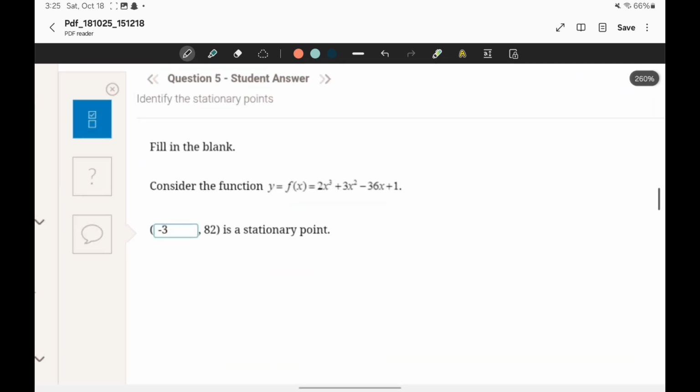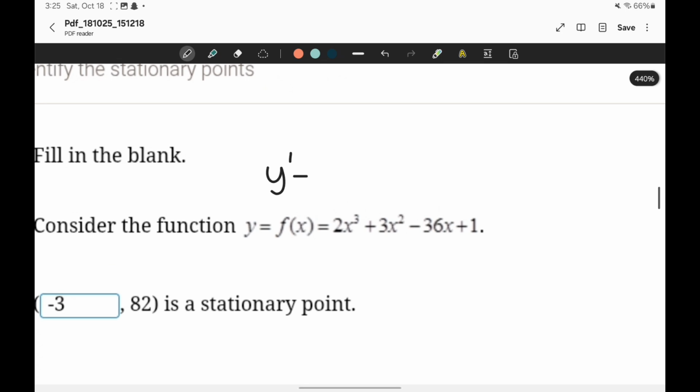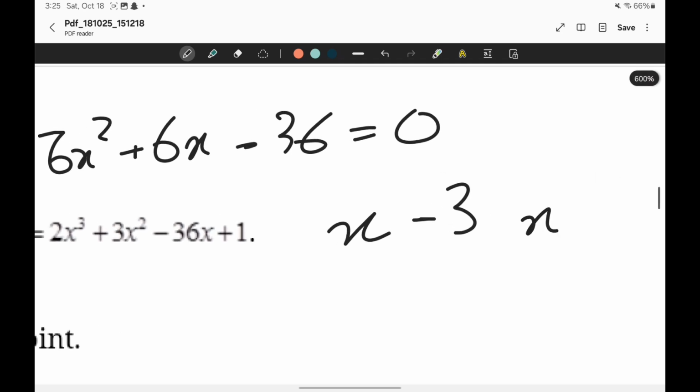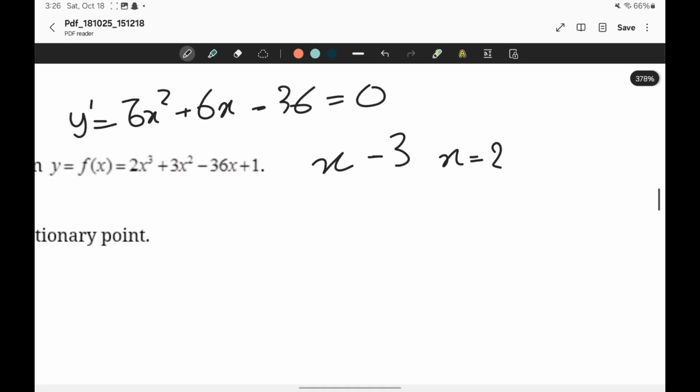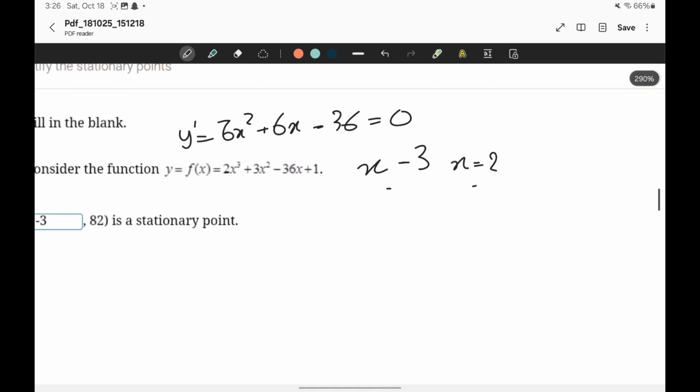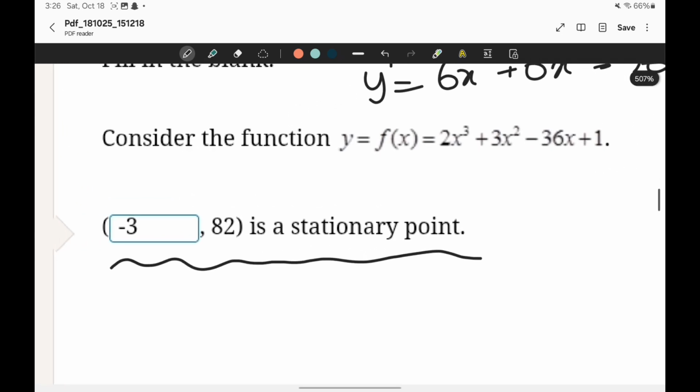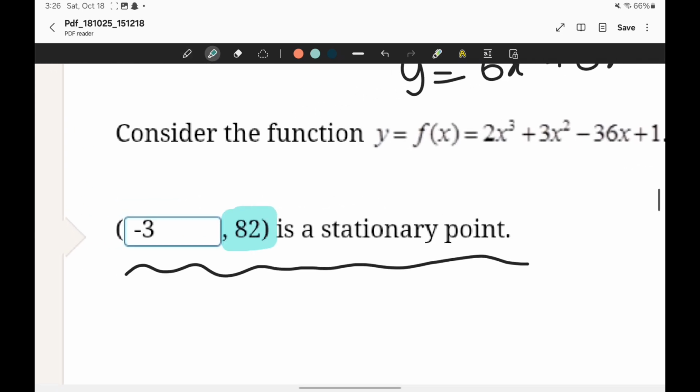Number 5, we're going to solve this normally. So y prime is 6x squared plus 6x minus 36. You equate this to 0, you get x is minus 3 and x is 2. Okay, so that means one of these is a maximum, one is a minimum, we don't know. But the thing is, here they're only asking for 1 point. They didn't say maximum or minimum. So how do we know which one they wanted? Well, they gave us a hint. They told us that the y value is 82. So that means y equals 82.